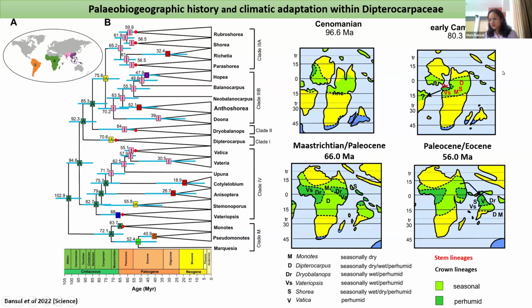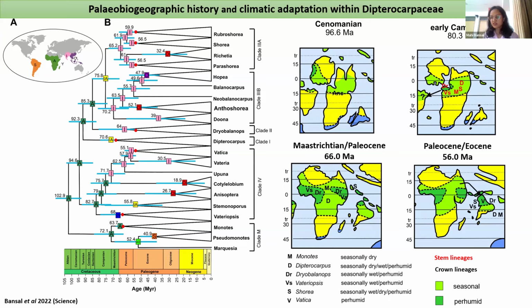Now, around Paleocene-Eocene time, an outburst in the lineages of Vatica and Shorea is observed under the perhumid climatic setting of the Indian plate. And this outburst indicates that the family underwent an ecological release during that time. Or in simpler words, the family radiated so rapidly, maybe because of the availability of new niches or maybe because of conducive climatic conditions.